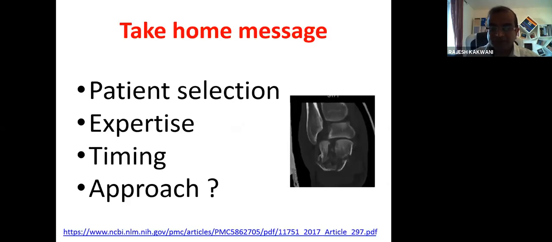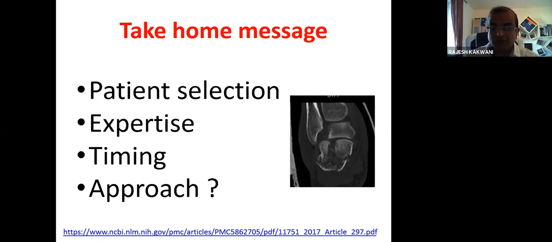Now, the take-home messages are, it is important to select your patients judiciously. They need to be compliant. They should preferably quit smoking, and they should be reliable with your post-operative protocol. Because if they develop any of the complications like the wound problems, compliance is extremely important to get some good benefits out of it. They should best be done by people who have expertise in them, and the timing is important.